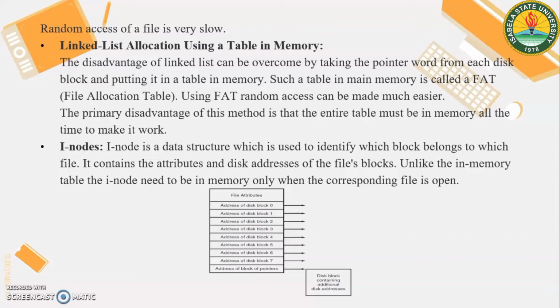Linked list allocation using a table in memory. The disadvantages of linked lists can be overcome by taking the pointer word from each disk block and putting it in a table in memory. Such a table in main memory is called a FAT, File Allocation Table. Using FAT, random access can be made much easier. The primary disadvantage of this method is that the entire table must be in memory all the time to make it work.